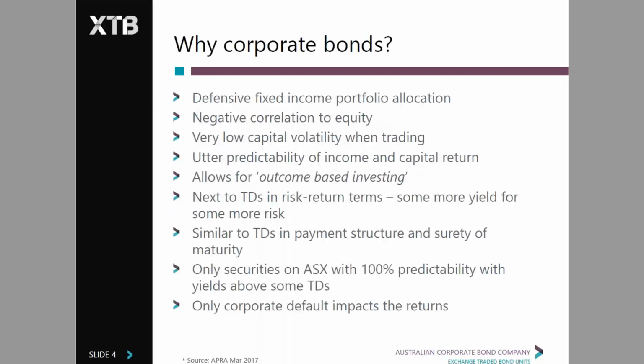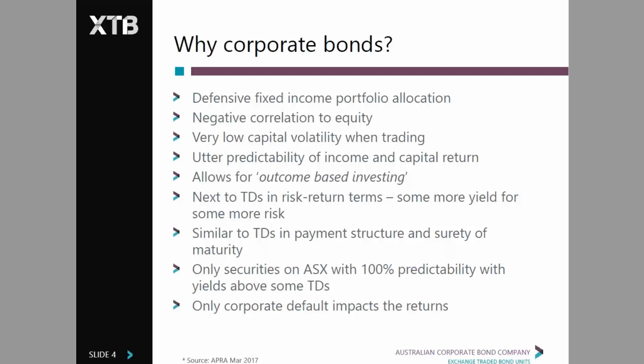So why corporate bonds? Why are you interested in fixed income in the first place? Well, obviously it's the defensive fixed income asset allocation in your portfolio. Bonds are, generally speaking, negatively correlated to equity. So talking here about senior corporate bonds, government bonds are generally negatively correlated to equities. To be clear, we're not talking about hybrids here at all, a different beast altogether. This is about senior bonds, which are pure debt.